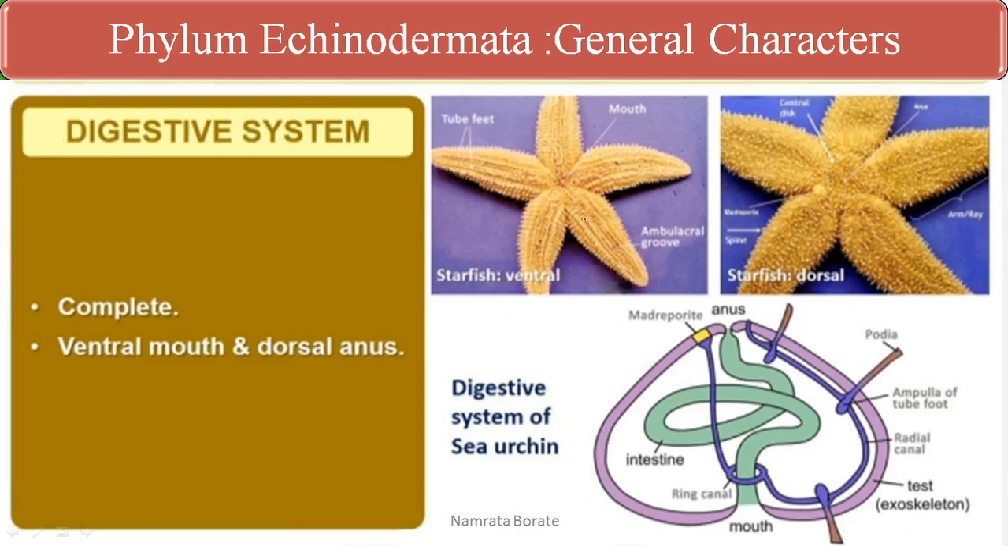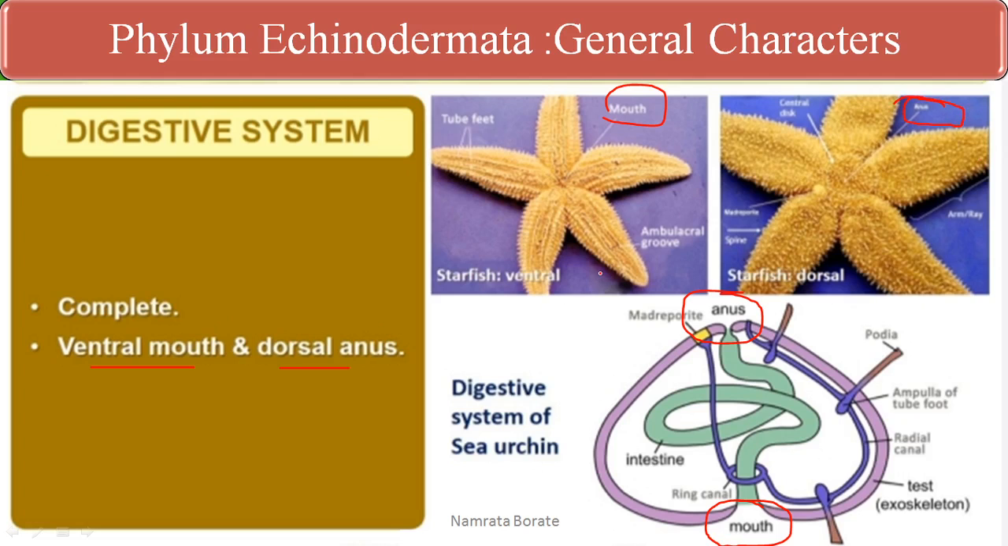The digestive system is a complete type of digestive system, meaning there are two distinct openings. First one is the mouth and the second one is the anus. On the ventral side there is the mouth, and on the dorsal side there is the anus.